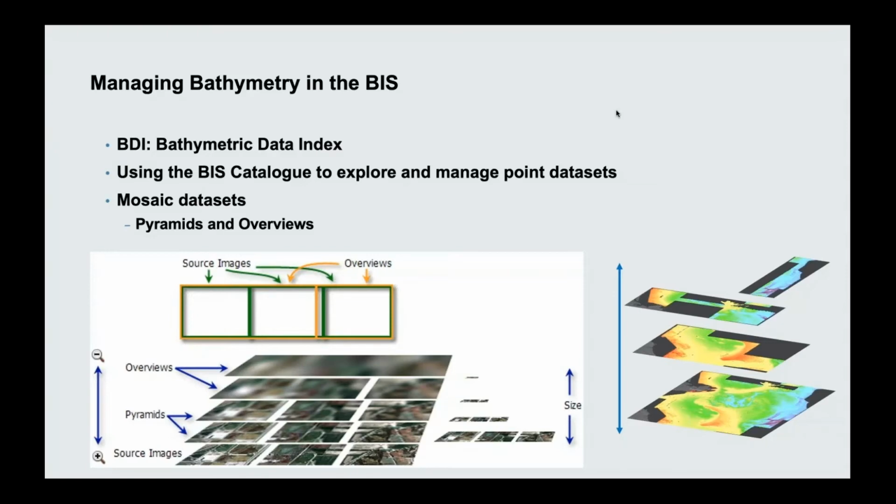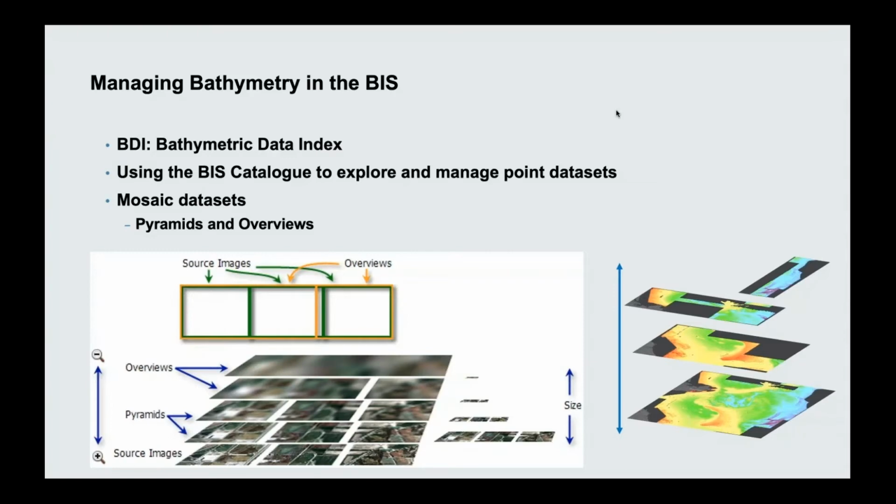Then we use the BIS catalog to explore and manage bathymetry. In this case, in the demonstration, we are going to explore point datasets using the BIS catalog. And I also want to mention here the mosaic dataset technology. This technology allows you to store, manage, view and query from small to vast collections of rasters and image data. It is a data model within the geodatabase that is used to manage a collection of different types of rasters or images that are stored as a catalog and viewed as a mosaiced image.